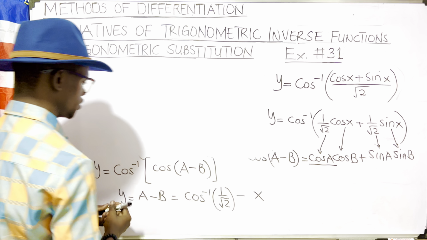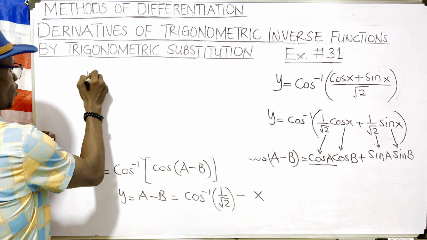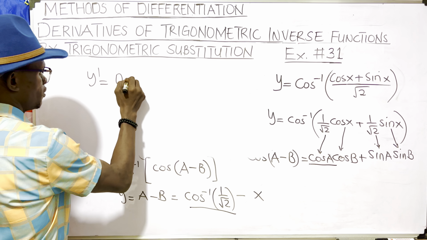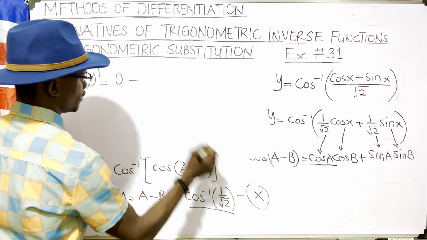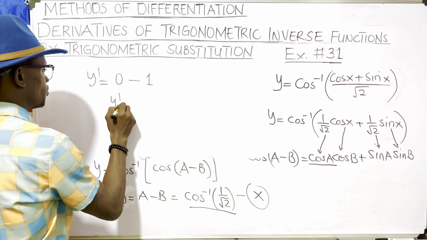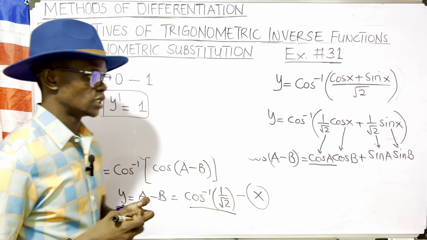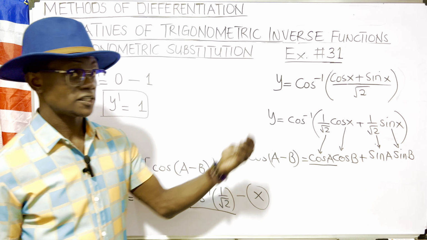So we can now differentiate. So we have y prime now to be, the first one is just a constant, it gives us 0, minus the derivative of x, which is just 1. So y prime is equal to 1. So this is how we find the derivative of this function.